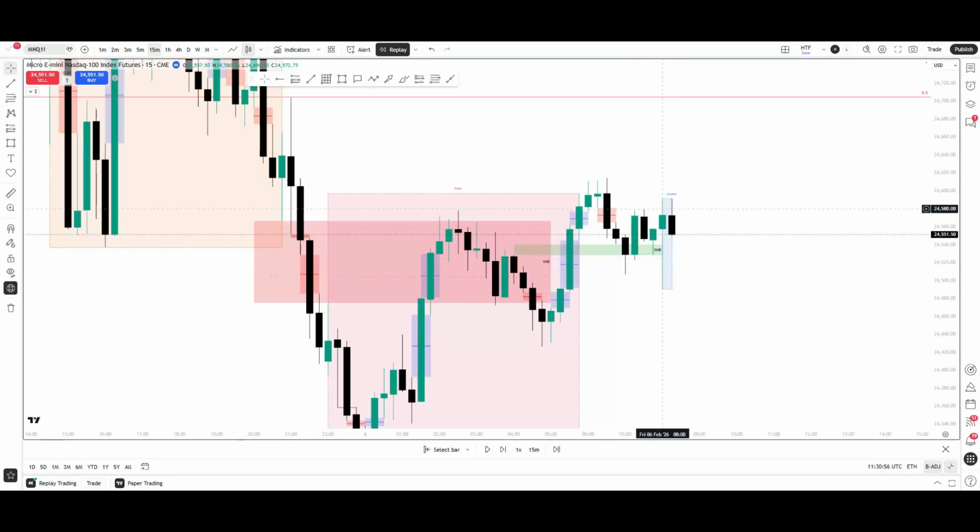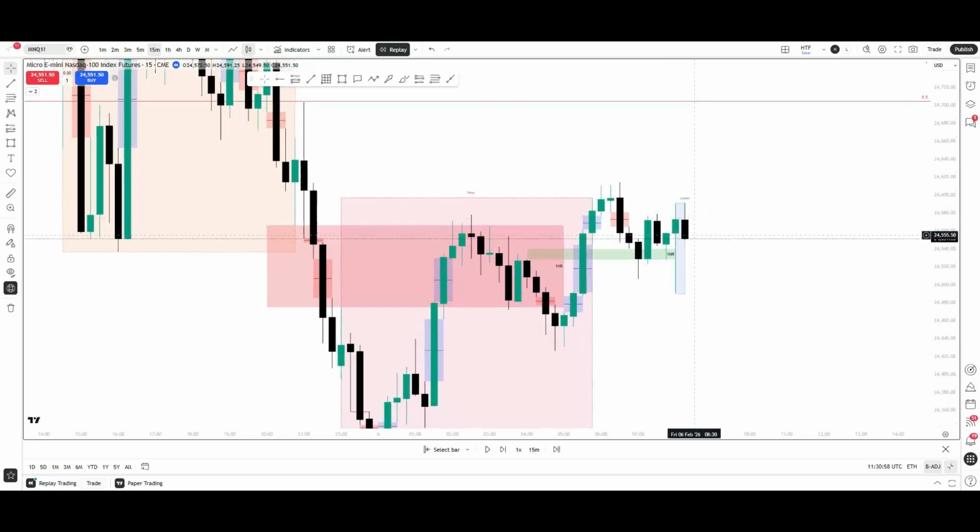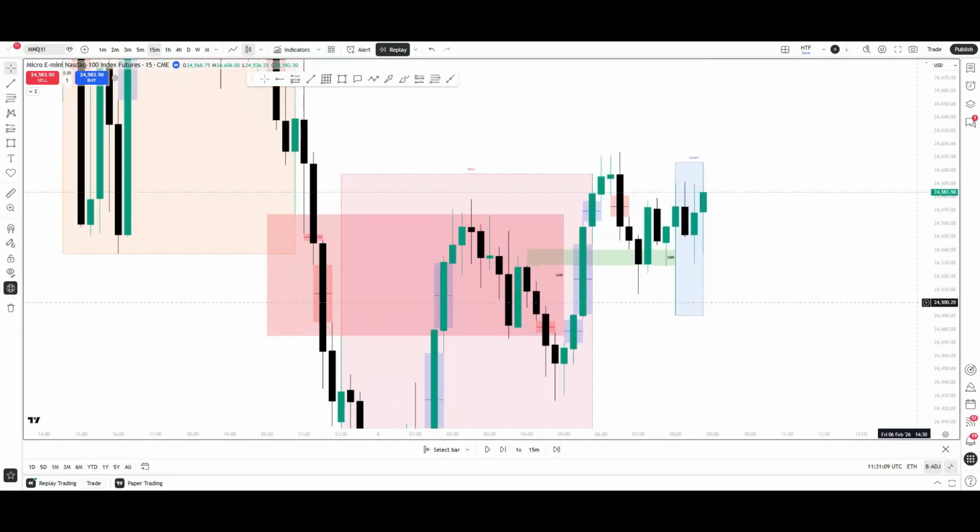So I have London open set at 8, but that's more like Frankfurt. I don't trade before 9 o'clock most of the time. So this is 8:45 to 9. Okay, so this is where I was at.